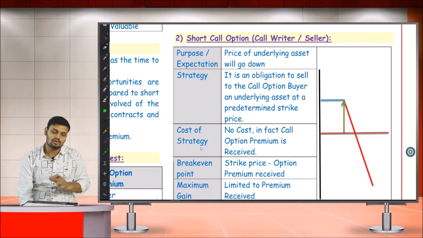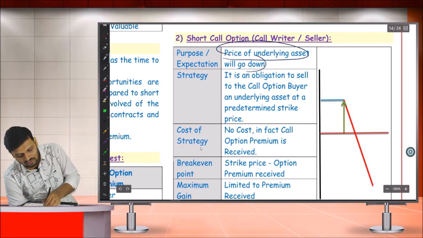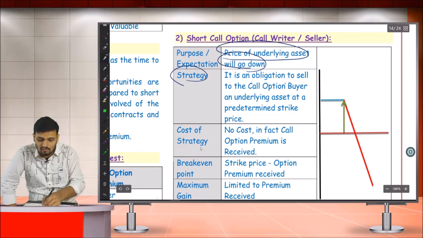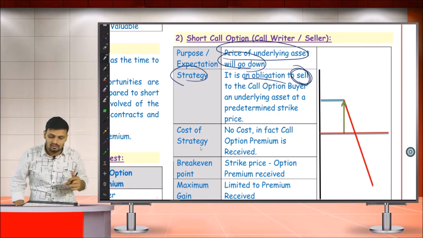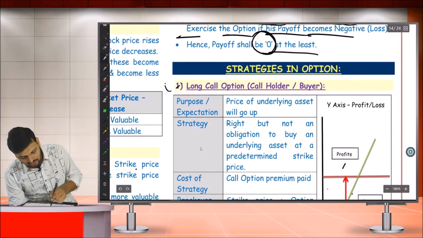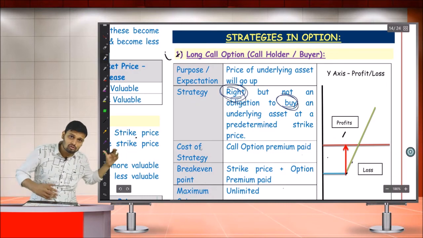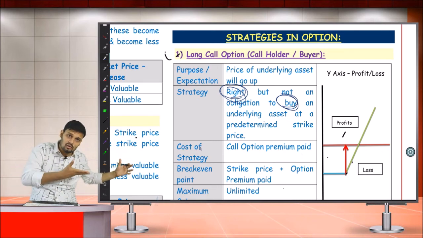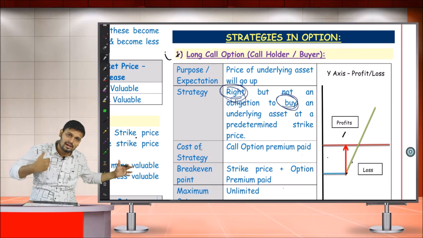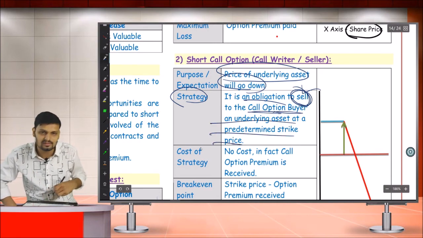Let us now try to understand short call option, just the opposite of long call. The expectation is that the price of the underlying will go down. Strategy, it's an obligation to sell. Why is it an obligation to sell? Because if the call option buyer exercises his right to buy, he wants to buy now. Who has to sell to him? If the call option buyer has to buy, who will have to sell to him? It is the call option seller. That is why it is an obligation to sell to the call option buyer an underlying asset at a predetermined price, strike price.